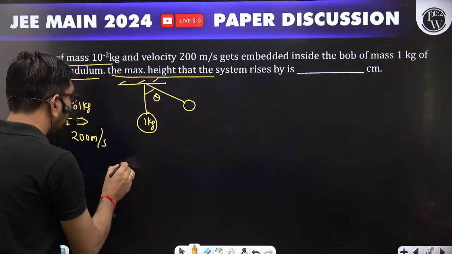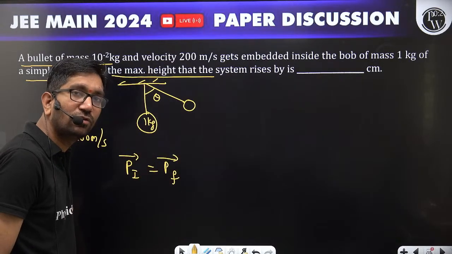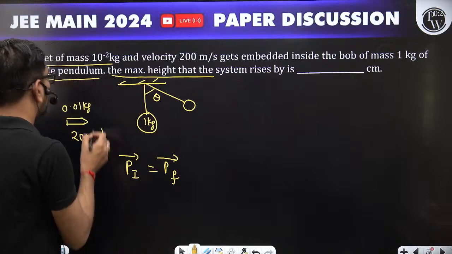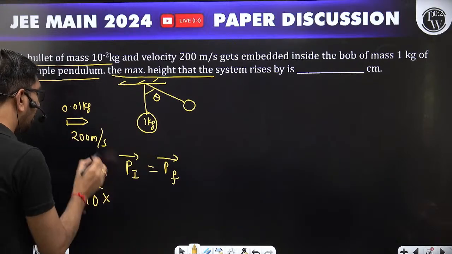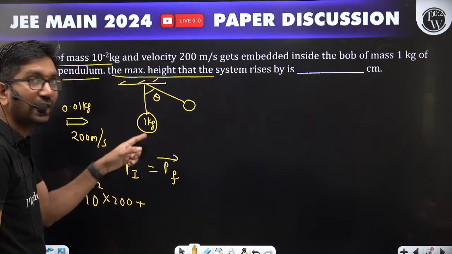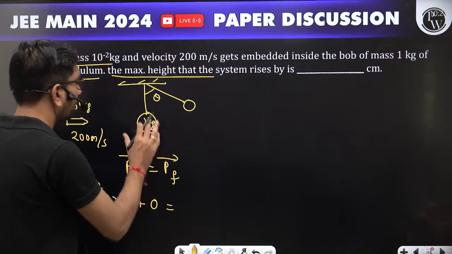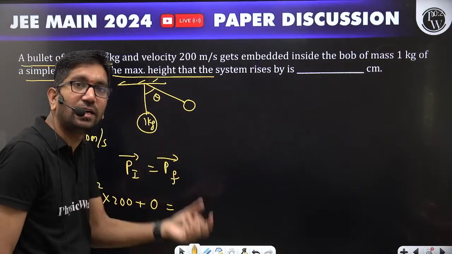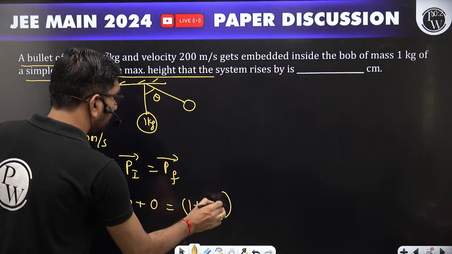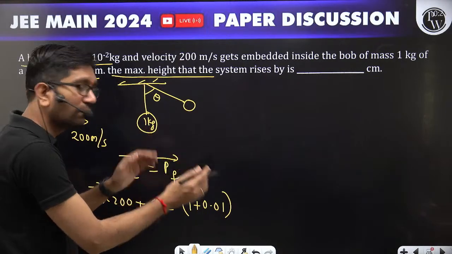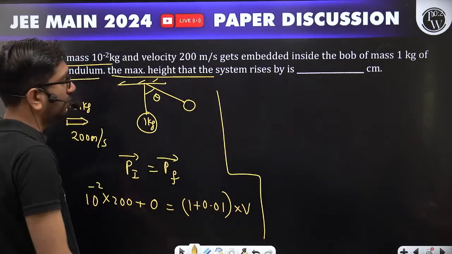Now, conservation of momentum. Momentum of a body before collision is equal to momentum of a body after collision. Momentum is 0.01, so for this one we can write it as 10 power minus 2, m1 v1 plus, and the bob is in rest position. The momentum of this one is 0. Okay, final momentum is what, beta? Now this bullet has entered in this bob, right? The mass gets added, 1 plus 0.01, am I right? Now both are moving with some velocity. We have to calculate that velocity now, with what velocity they are moving.